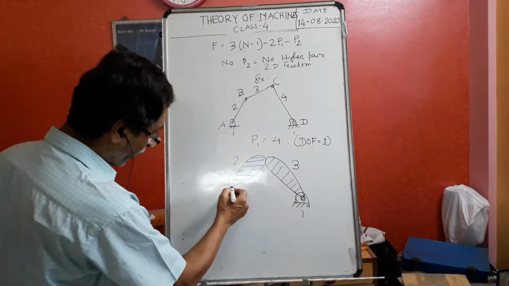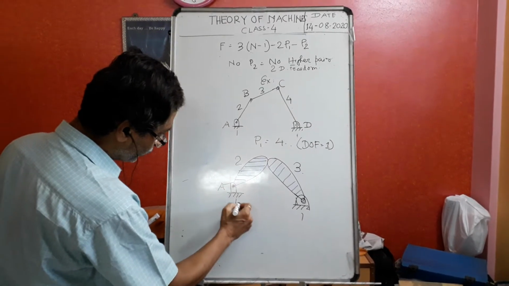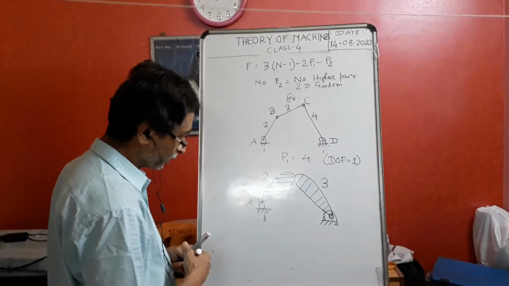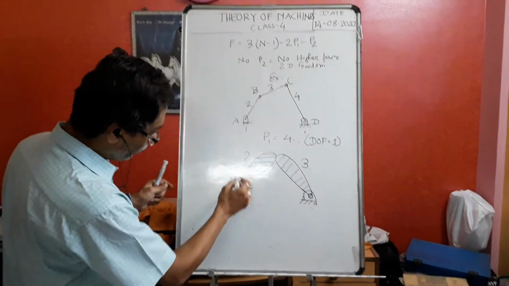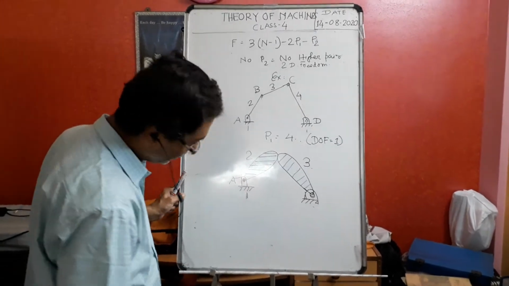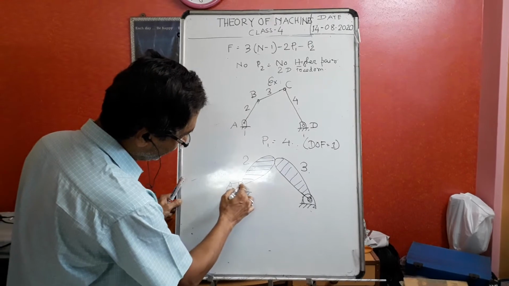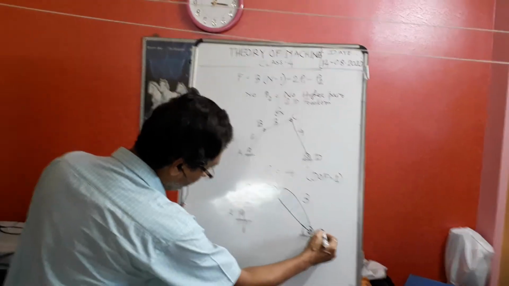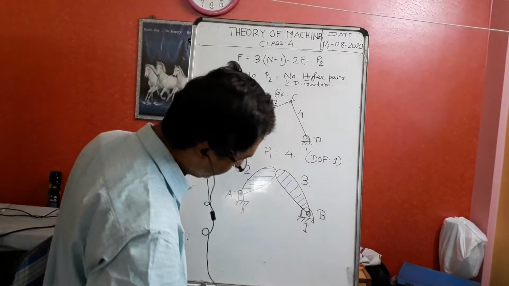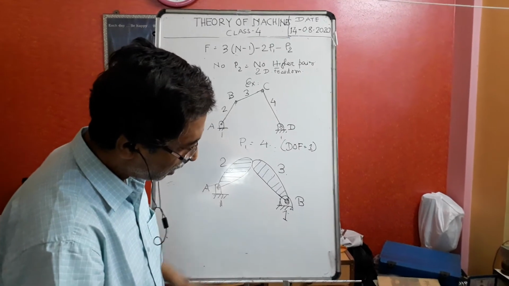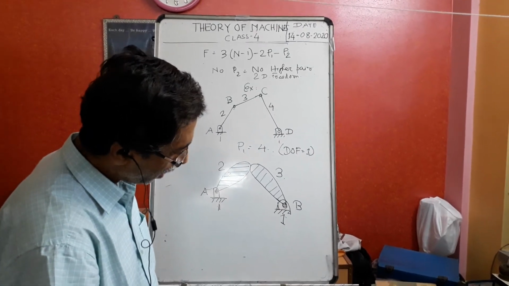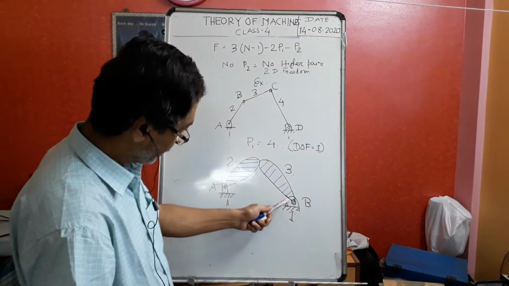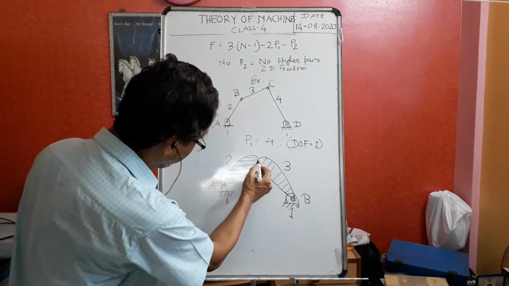Now this is the joint, A joint. So this is 1, 2, 3. Here 3 links are there. But 1 and 2 are making a pair. What is that pair? A turning pair. 3 and 1 are making B joint. What is this pair? A turning pair. Now you see, 2 and 3 are making contact here.